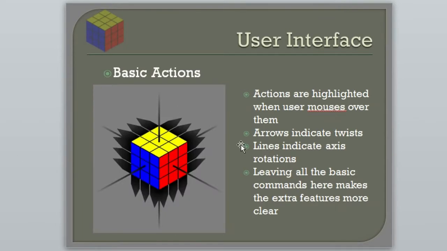Okay, this is how the user interface is. These are all these arrows, different actions that the user can do. So you can see how each of them corresponds with a different twist direction, and it's not all cluttered like this in the game. These arrows are only visible when you mouse over them, and you see all these lines. These lines represent rotation, so they show which axis you're rotating around.